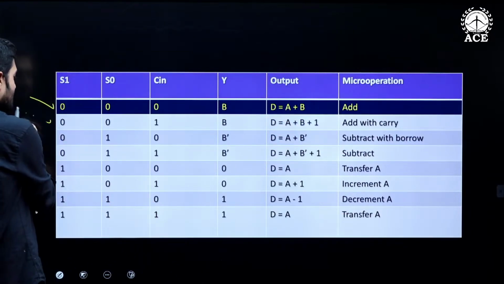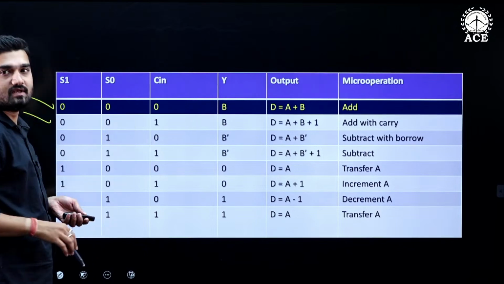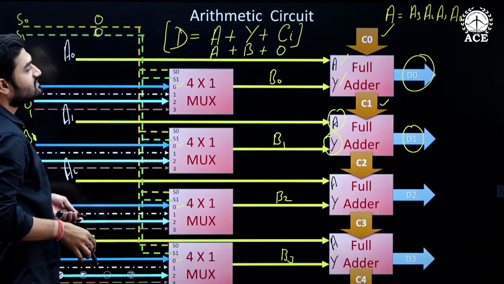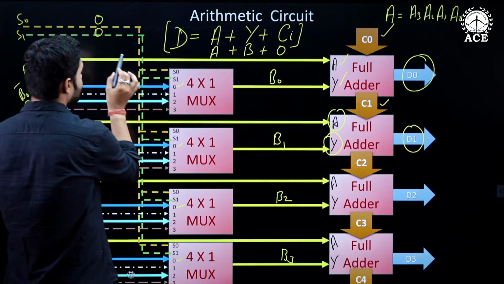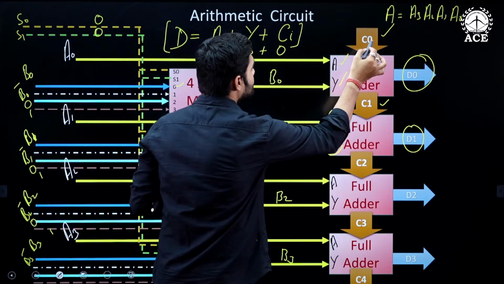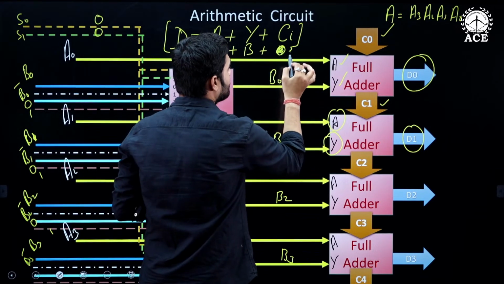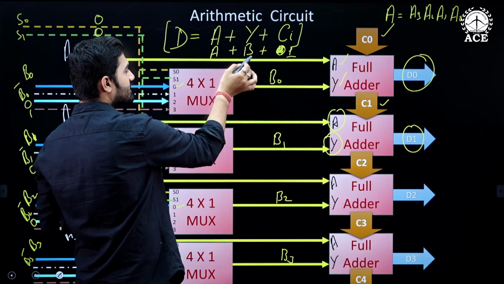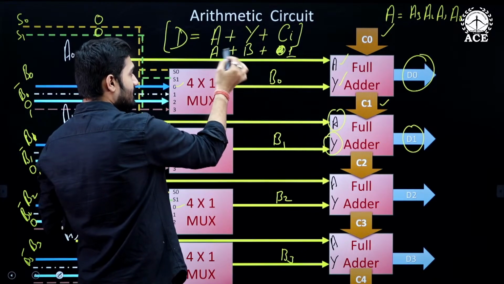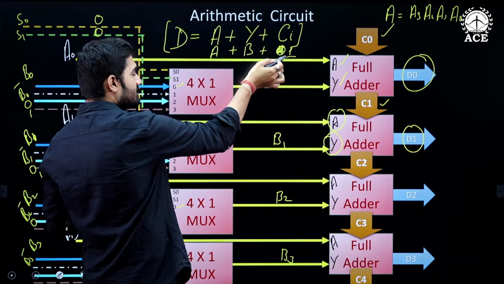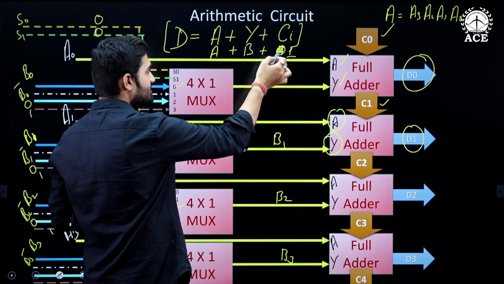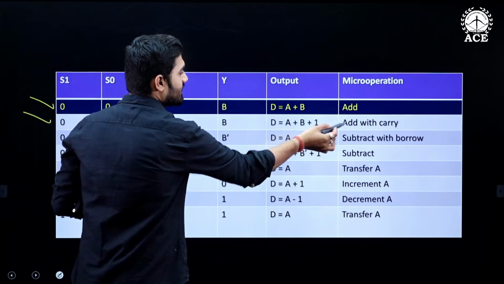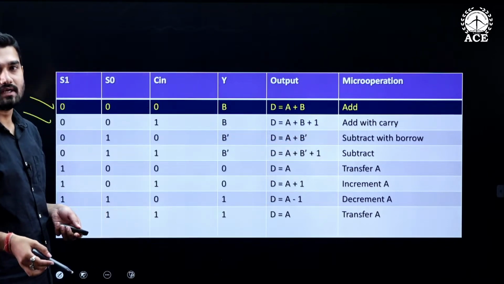Now see, the second row: 0, 0, 1. That means S1, S0 are 0, 0, and Cin is 1. Let us see what is happening. This Cin will be 1. That means addition of the contents of A and B with carry. Let us see what the comment says: A plus B plus 1, add with carry. I hope you are getting it.